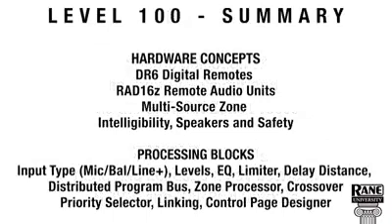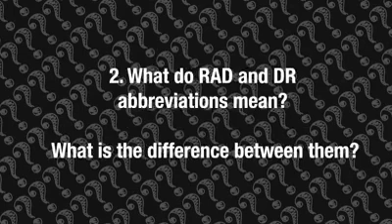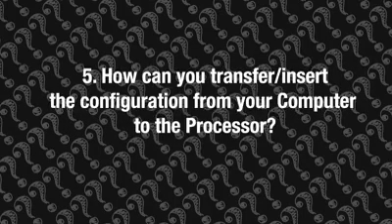With this lesson, we finished level 100, and I now invite you to test your knowledge by answering these 10 questions. What are the minimum system requirements to run Halogen software? Do you need any hardware to start designing your system? What does RAD mean? What does DR mean? And what's the difference between them? How can you inspect, view the configuration inside an existing processor? How can you transfer your configuration to the processor in the rack?